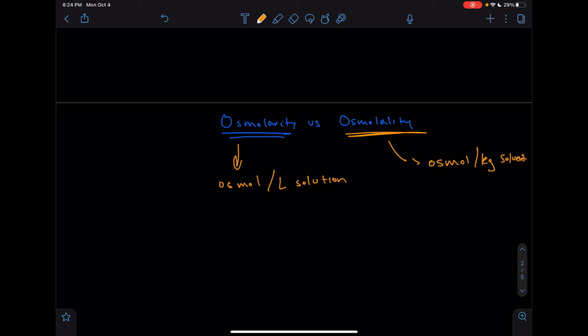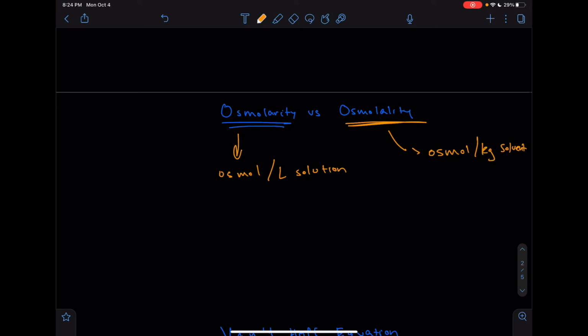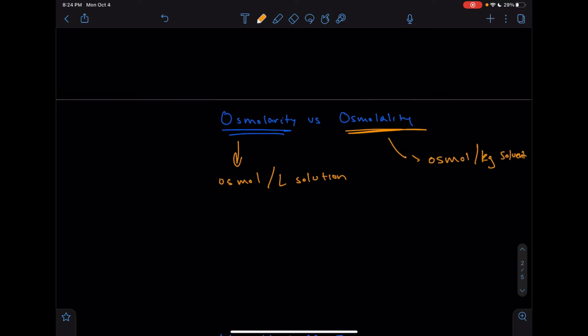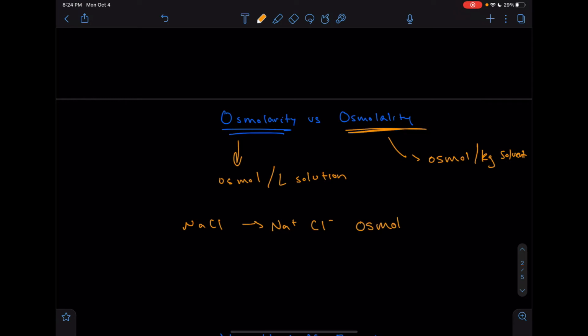Usually we end up using osmolarity. So how can you calculate osmolarity? You calculate osmolarity by knowing the concentration of the solute and then how many parts it dissociates into, right? So for example, let's say we have NaCl. If we put that in water, it's going to have Na+ and Cl-. That's 2 parts, right? So I could then find its osmolarity by doing the concentration of NaCl times 2, right?